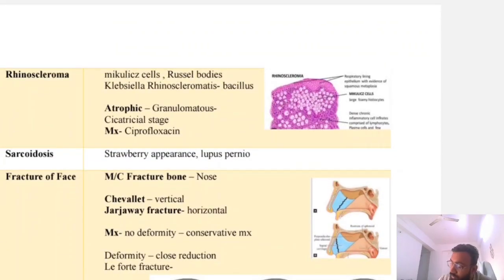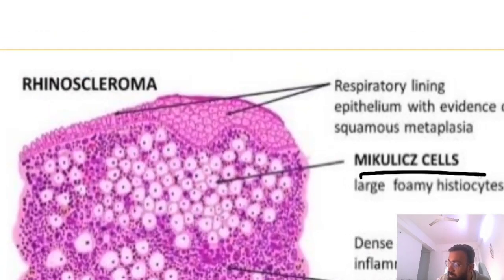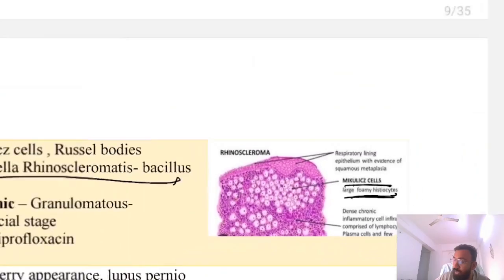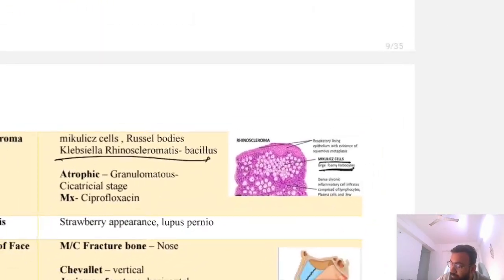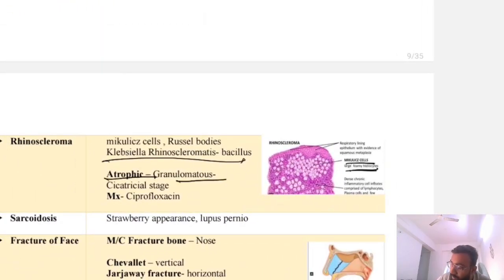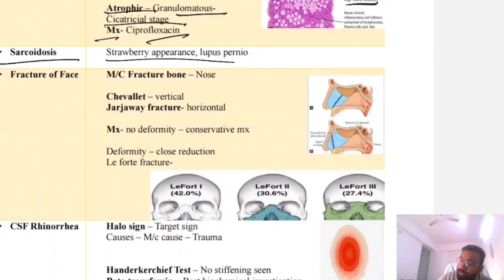Next is rhinoscleroma. So rhinoscleroma is caused by Klebsiella rhinoscleromatis. You can see these are Mikulicz cells and Russell bodies. Mikulicz cells are large foamy histiocytes. The stages are atrophic stage, granulomatous stage, and cicatricial stage. Management is by ciprofloxacin. Okay. Sarcoidosis. Sarcoidosis patient has a strawberry nose.